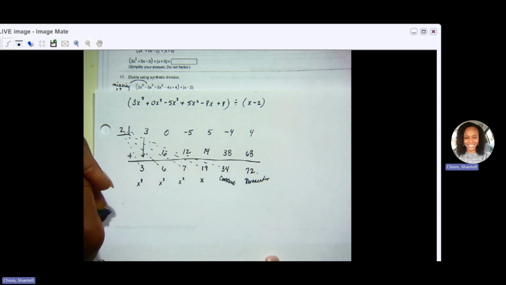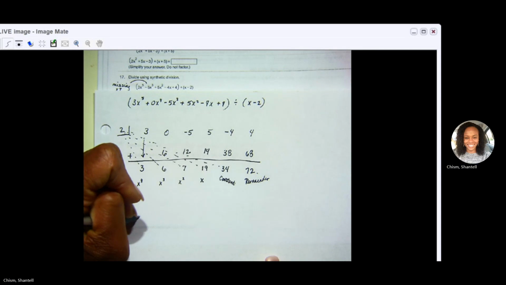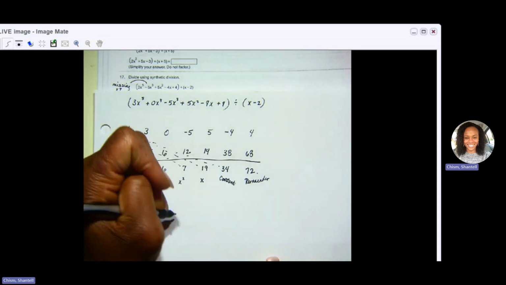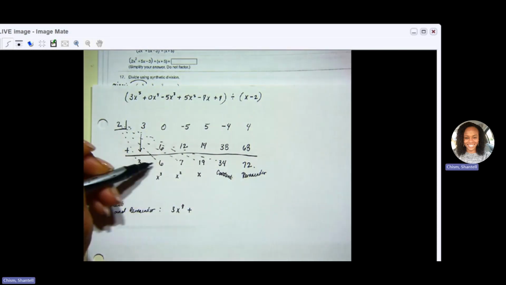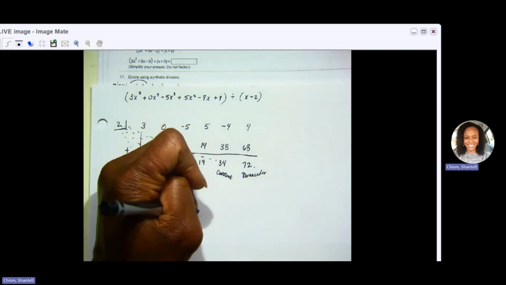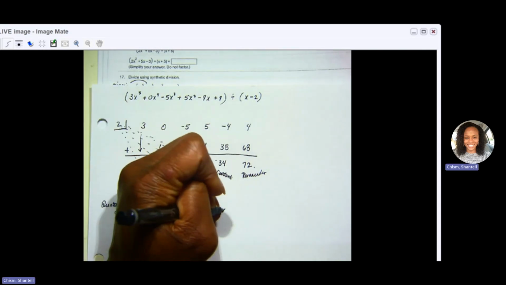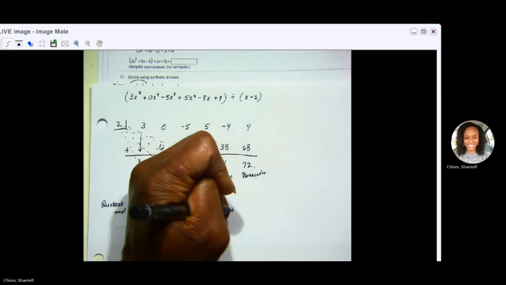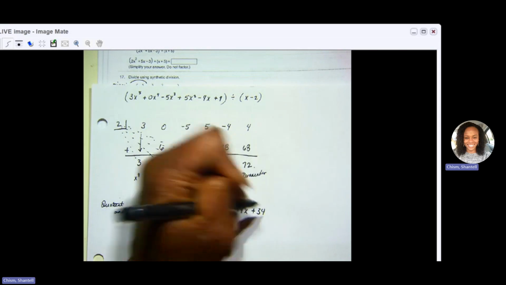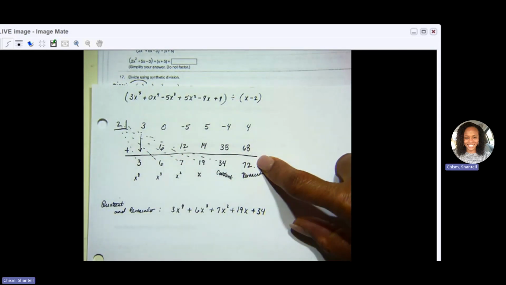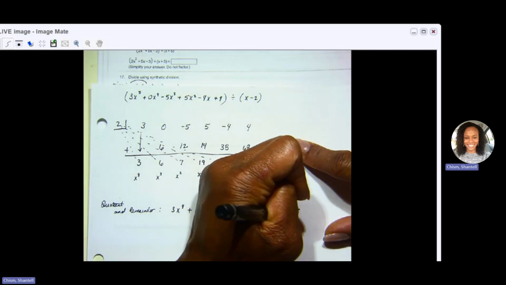So our quotient and remainder together is 3x to the fourth, plus, because it's a positive 6, so we say plus 6x cubed, plus 7x squared, plus 19x plus 34, and then plus our remainder of 72 over x minus 2.